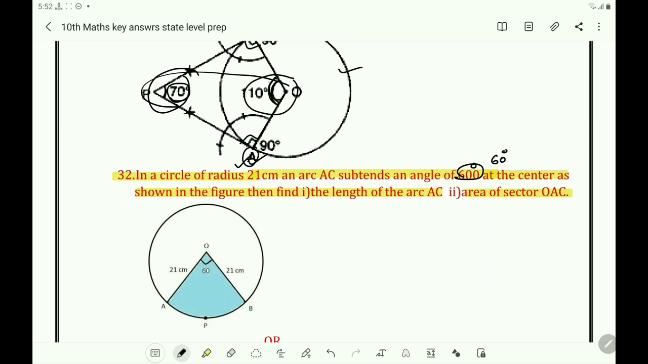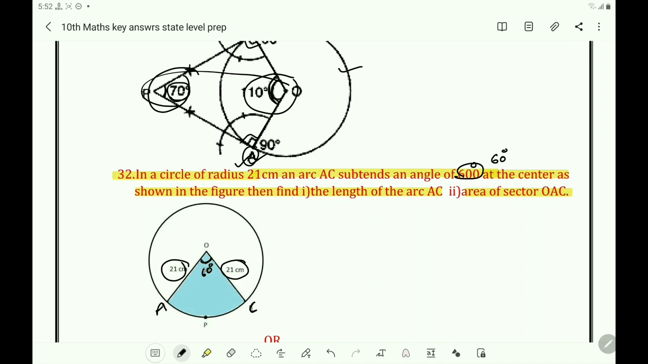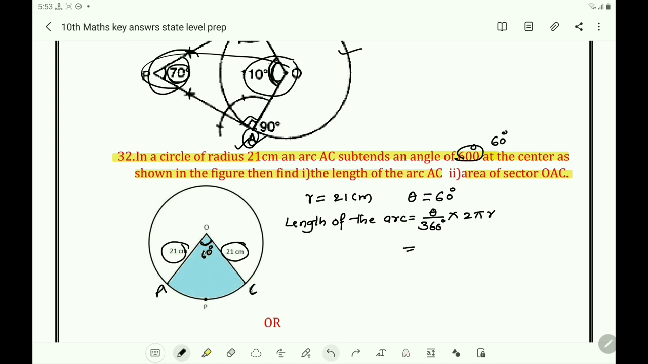Then here you take, consider the arc is AC and the angle is 60 degrees, and the radius is how much? Radius is 21 cm. Then you take r equals 21 cm and theta is equal to 60 degrees. Write the formula for the length of the arc. Length of the arc equals theta by 360 degrees into 2 pi r, and theta you take 60 degrees.